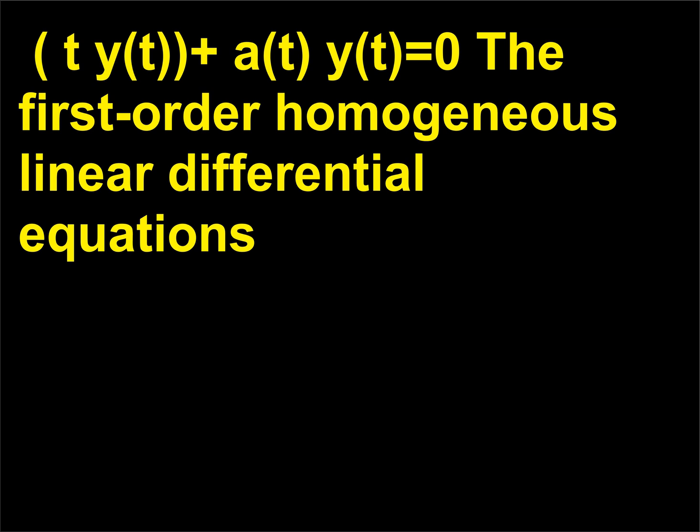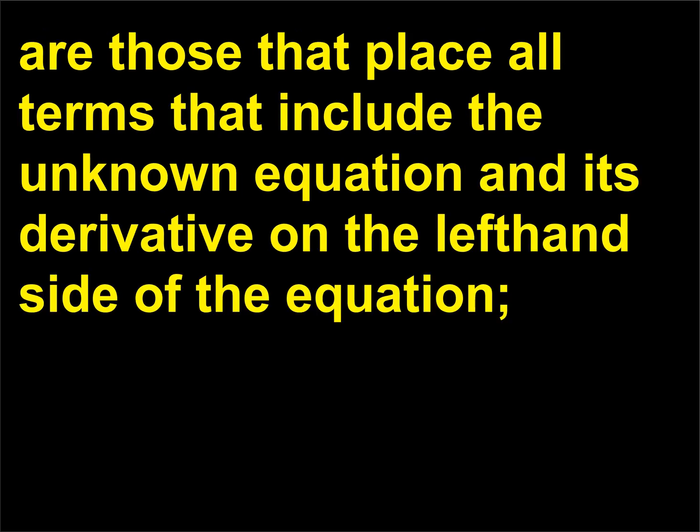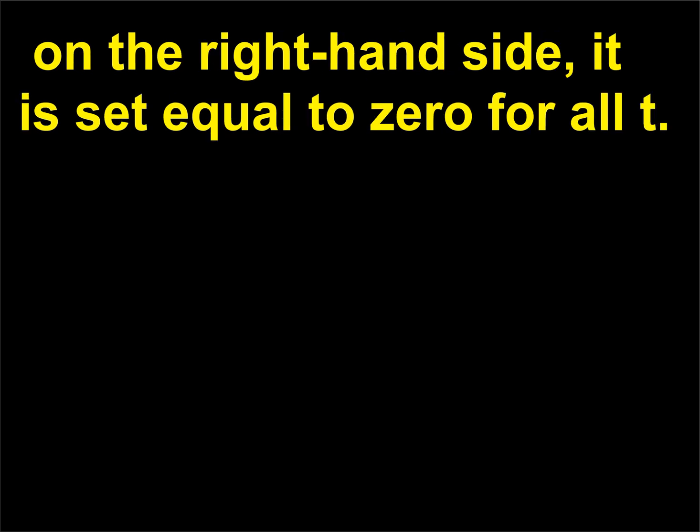The first-order homogeneous linear differential equations are those that place all terms that include the unknown function and its derivative on the left-hand side of the equation. On the right-hand side, it is set equal to 0 for all t.